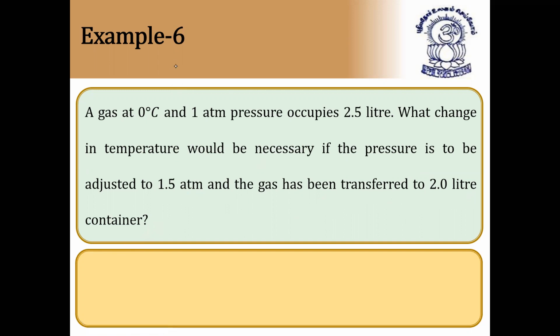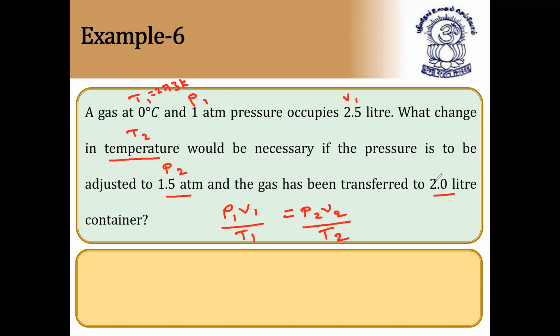So we know from the ideal gas equation, the formula by combining the three laws: P1 V1 by T1 is equal to P2 V2 by T2. Direct formula, P1 V1 by T1 is equal to P2 V2 by T2, where this is P1, this is T1. T1 should be equal to 273 kelvins because it is 0 degrees C, with P1 and V1. And now we have to find T2 in kelvins, which would be necessary if the pressure is adjusted to 1.5 atmospheres pressure P2 and the volume is V2.